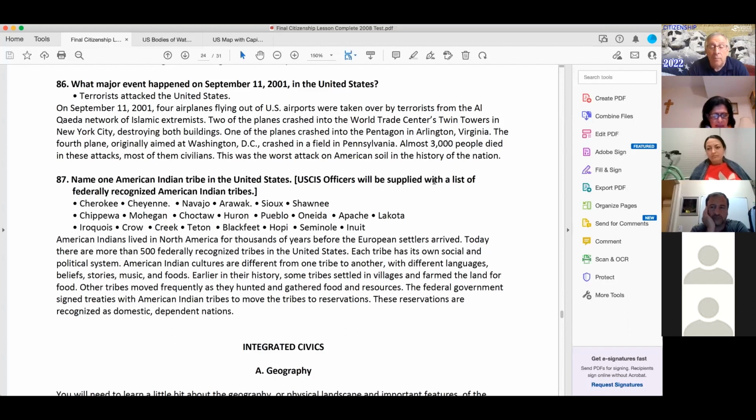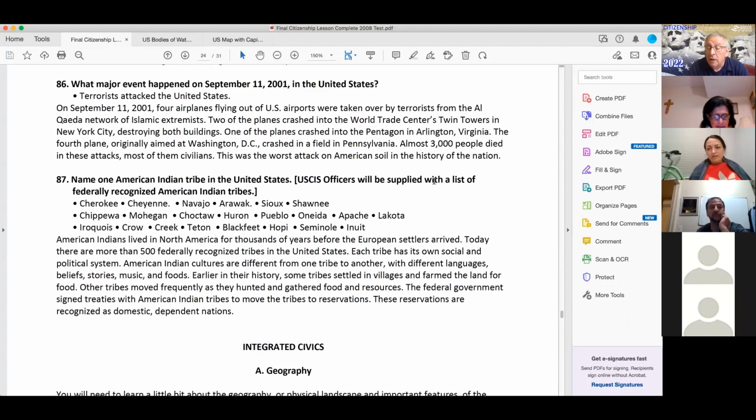So you just need to know that most of us Americans, we just realized they were terrorists. They were bad people from the beginning as far as we were concerned. So that's 86. You just say terrorists attacked the United States, and they won't ask you any more details than that.